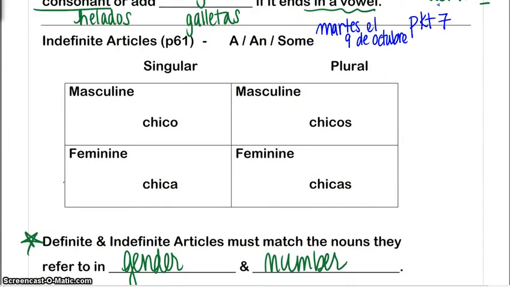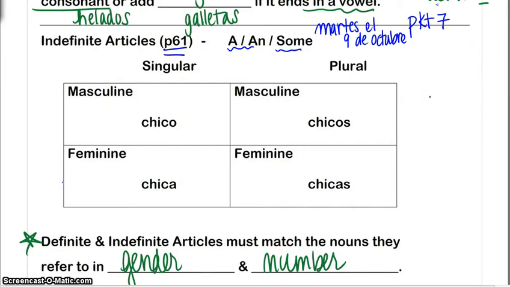Your textbook does explain both of them all together, but I think it's a little bit confusing to put them all together. Again, this information is on textbook page 61, and it is something that you're pretty much going to have to memorize. Indefinite articles are words in Spanish that mean a or an and some. Just like with definite articles, there's always going to be a masculine and a feminine, and then there's going to be singulars and plurals. So I've set up both charts the same so that you have your singulars on your left and your plurals on your right, just like when I make you guys write out the verb ser.